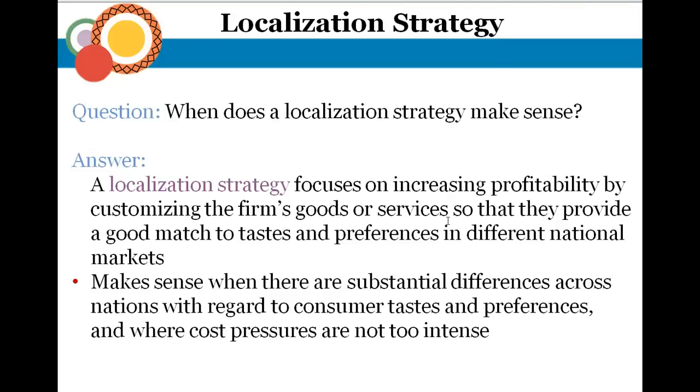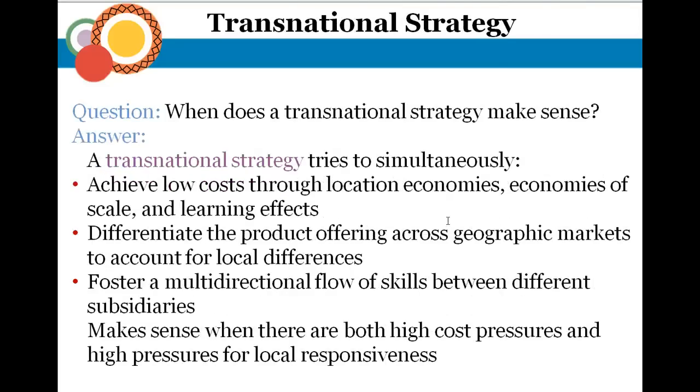You can't make one car for the whole world because some parts of the world prefer cars with steering wheels on the left, and some parts prefer cars with steering wheels on the right. So you get my idea here. There's also the transnational strategy. Global standardization strategy makes most sense when cost pressures are intense and demand for local responsiveness is low. On the other side of the coin, a localization strategy makes sense when demands for local responsiveness are high and cost pressures are moderate or low. And a good example of this also is the food industry.